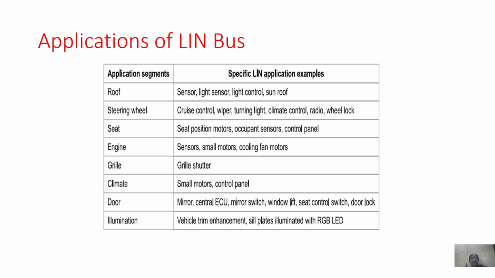And these are all the applications of the LIN bus: roof, steering wheel, seat, engine, grill, climate, door and illumination. For all these things, you can use a LIN bus to control the particular application.